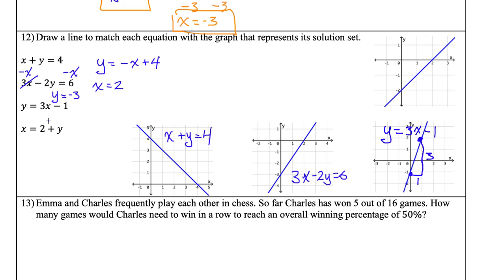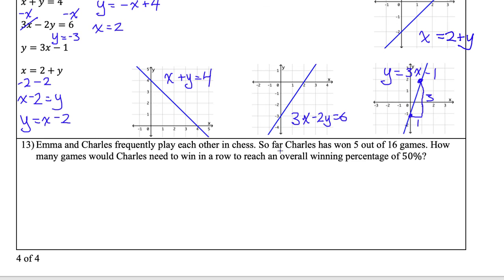This one, I'm going to switch this around a little bit. I'm going to subtract 2, so I get -2, -2, and I get x minus 2 is equal to y, and I just flip these around and say y is equal to x minus 2, which means my slope is 1, my y-intercept is -2. My slope is 1, y-intercept of -2. Obviously, it's this one. I was about to write y equals x minus 2, but it's actually x is equal to 2 plus y. That one matches there.